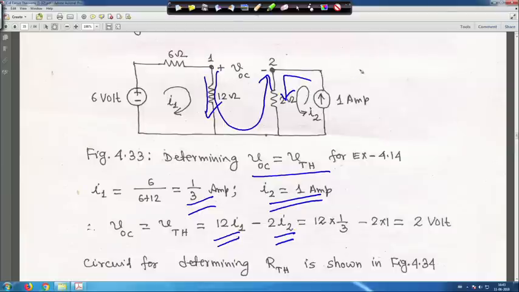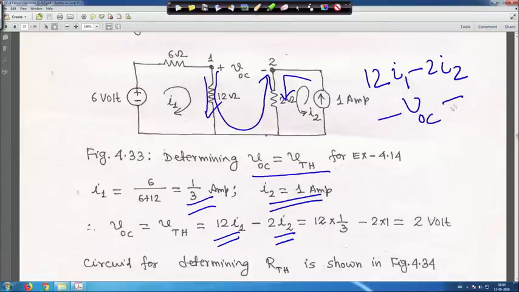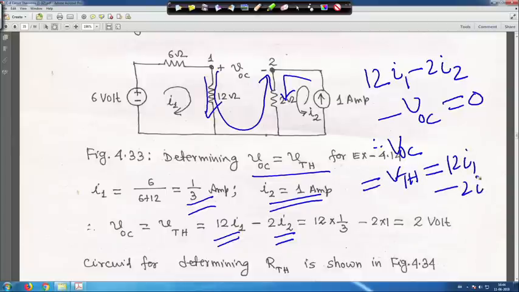I am writing it here for you. It is basically 12 I1 minus 2 I2, then encountering the minus terminal first, so minus VOC, where VOC is V Thevenin, is equal to 0. That means VOC, equal to V Thevenin, is equal to 12 I1 minus 2 I2. That is 12 into 1 by 3 minus 2 into 1, which is equal to 2 volt. So, V Thevenin is equal to 2 volt, right.